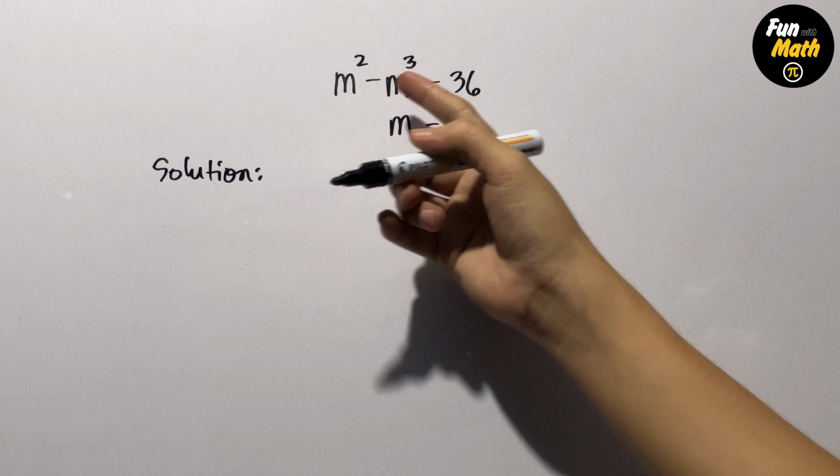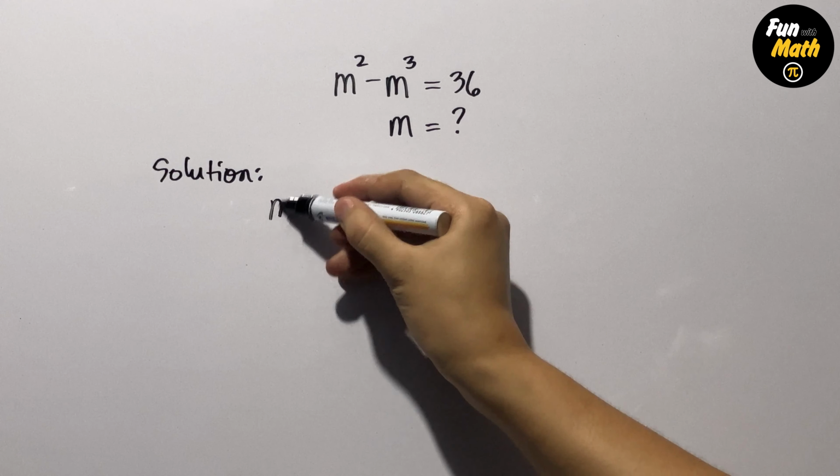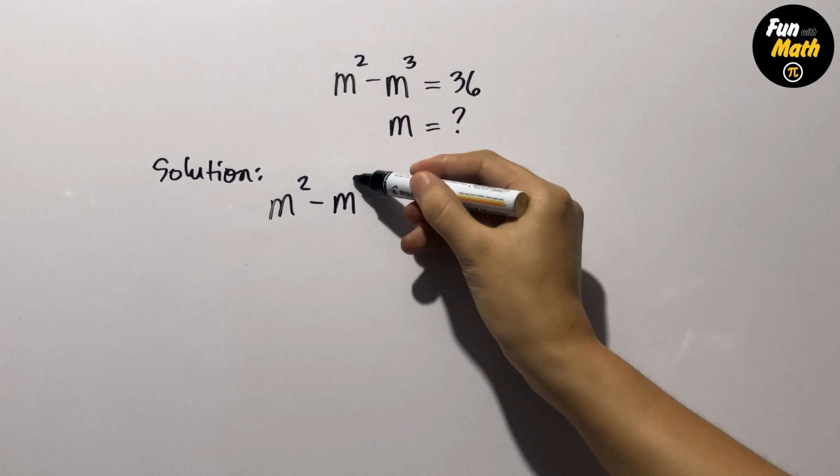For today's video, we have another problem to solve, and that is m squared minus m cubed is equal to 36. Find m. So here's the solution. First, let's focus on this equation. So let's bring it down. m squared minus m cubed is equal to 36.